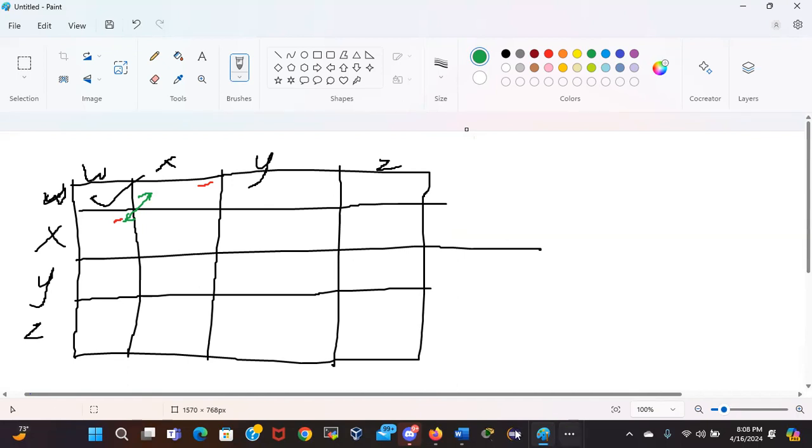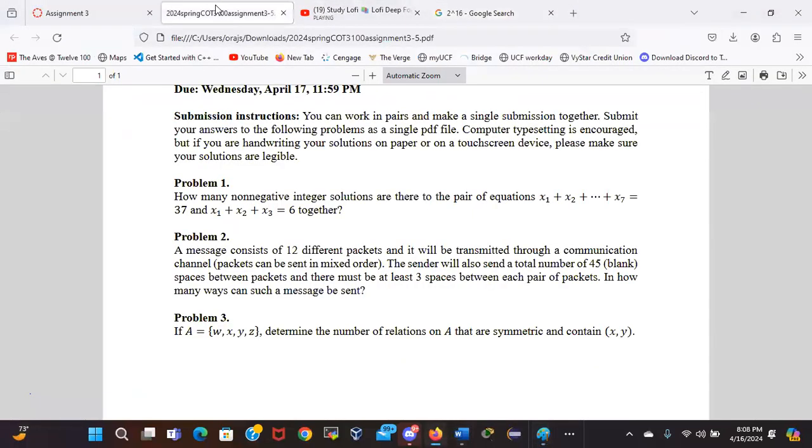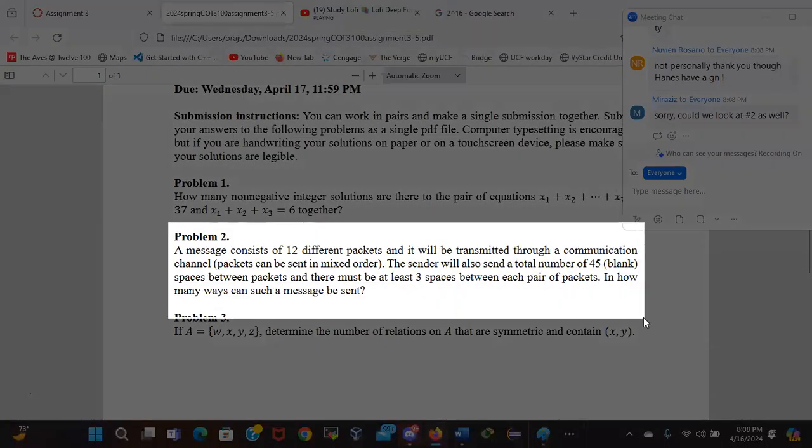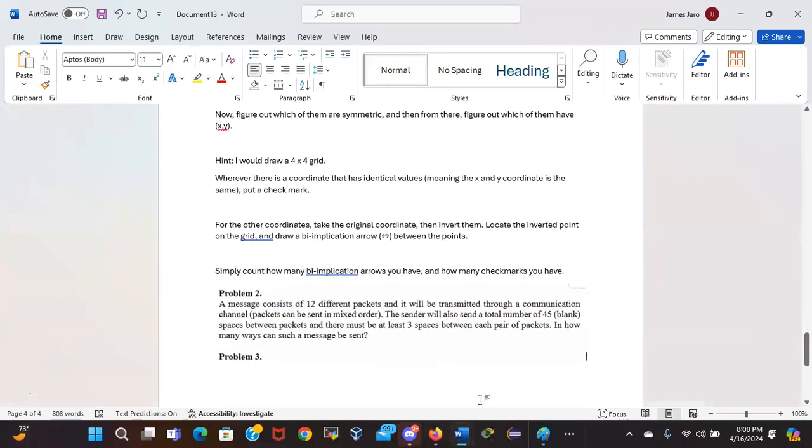What about number two? Sure. What about two? What's confusing? Okay. Yeah. So we break it into two parts: combinations with repetition and permutations without repetition. Okay.